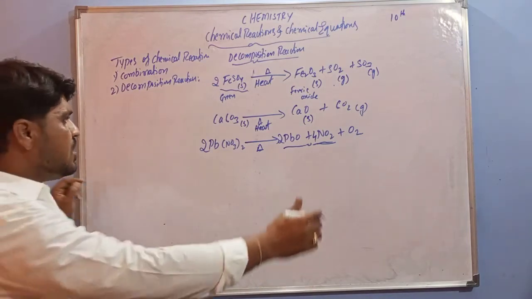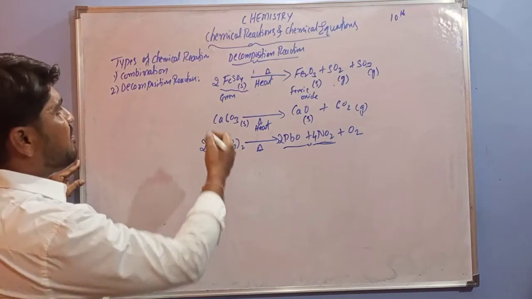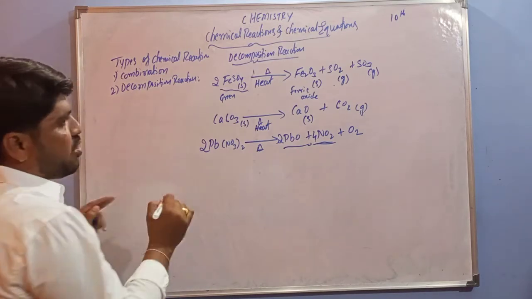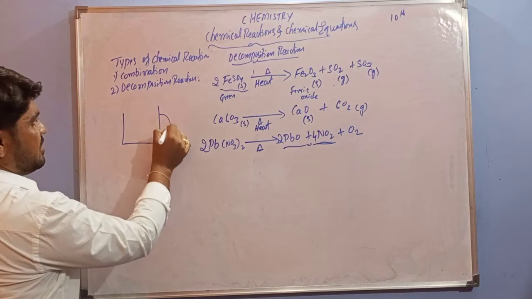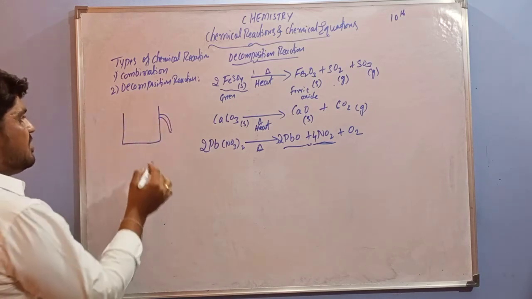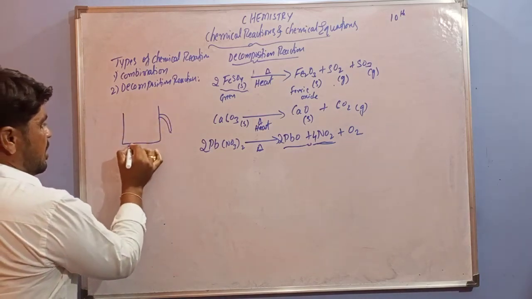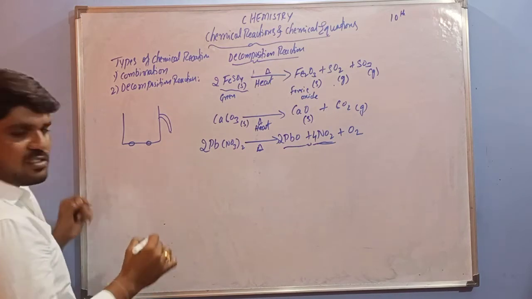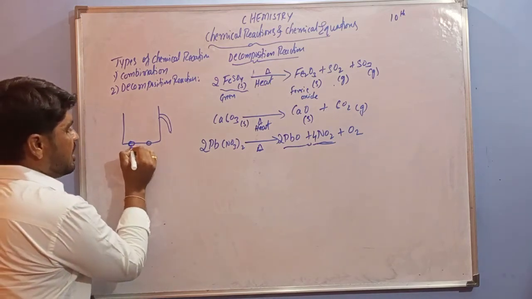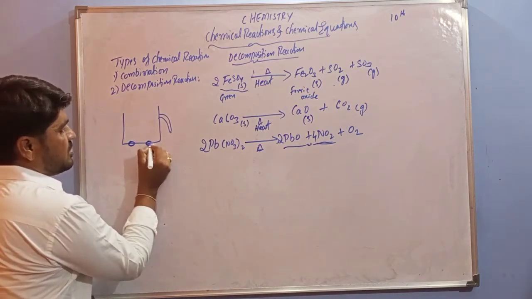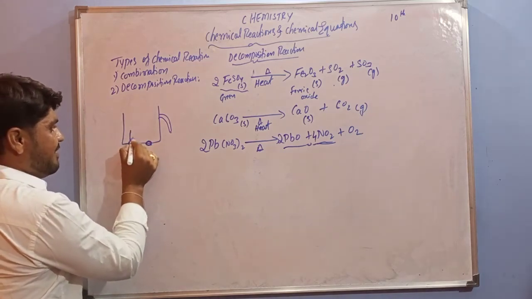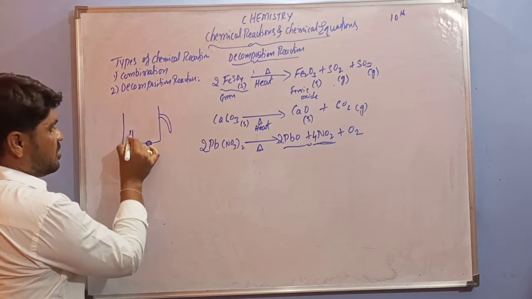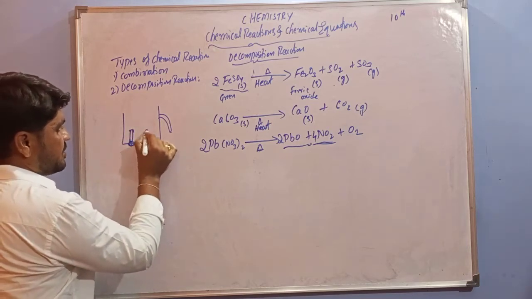One more example of a decomposition reaction is the electrolysis of water. I am taking a plastic mug. For this plastic mug, I am going to make 2 holes. In these 2 holes, I am going to fix rubber corks. In these rubber corks, I am going to fit 2 carbon electrodes.